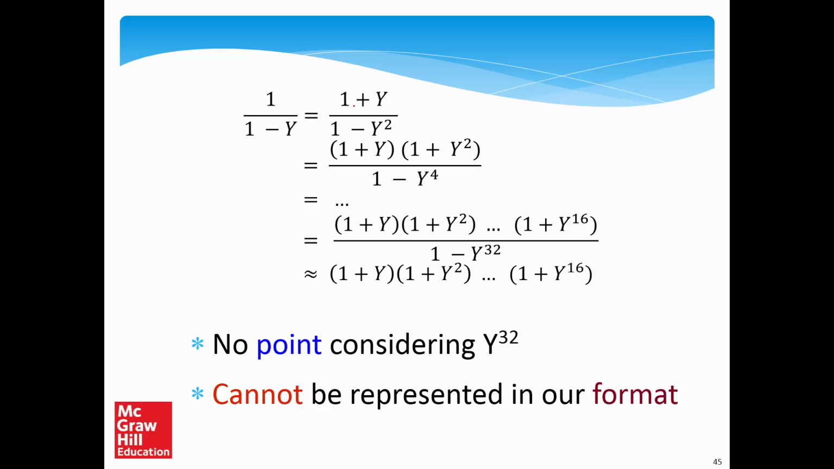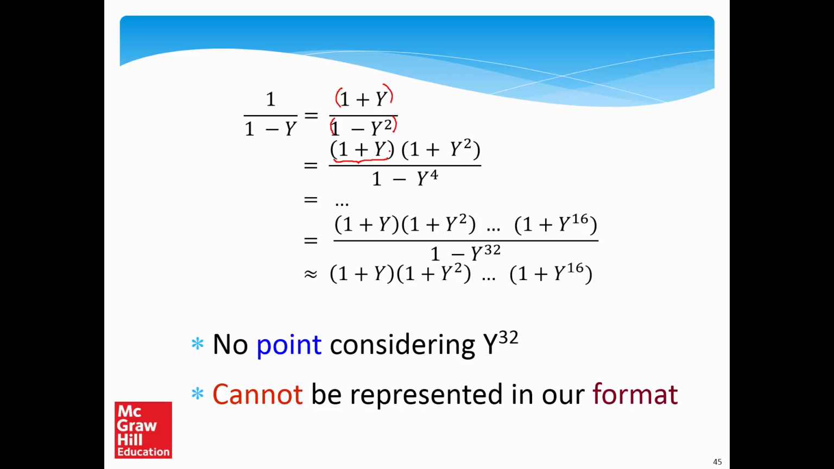So 1 by 1 minus y is equal to, let's see. Let us multiply 1 plus y to the numerator and 1 plus y to the denominator. So we get 1 plus y on top, and recall that 1 minus y times 1 plus y is 1 minus y square.